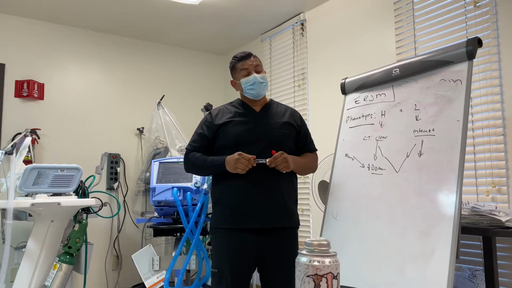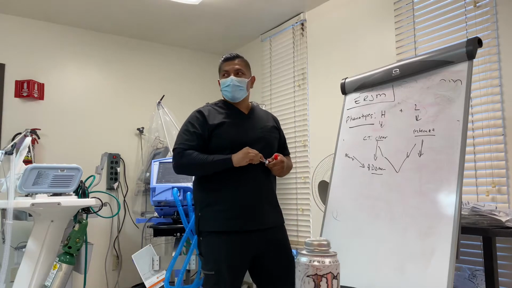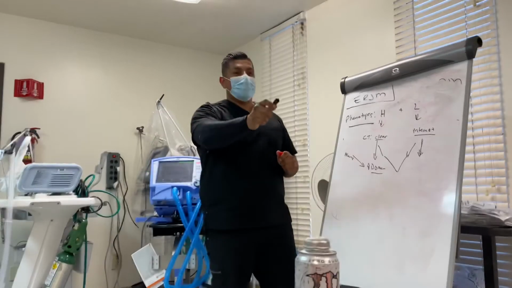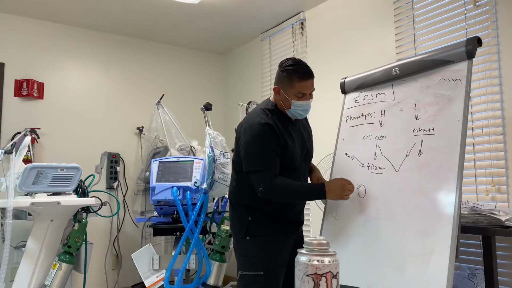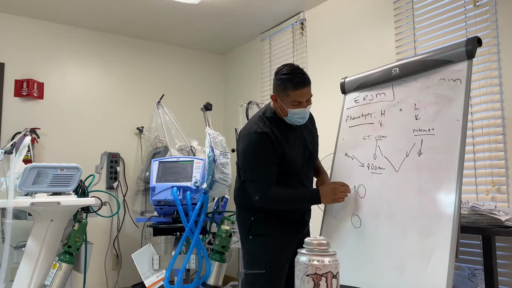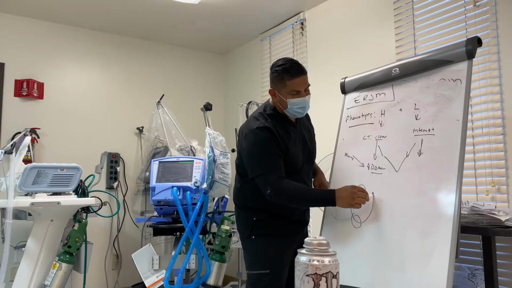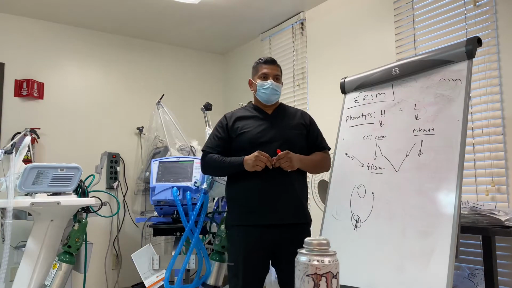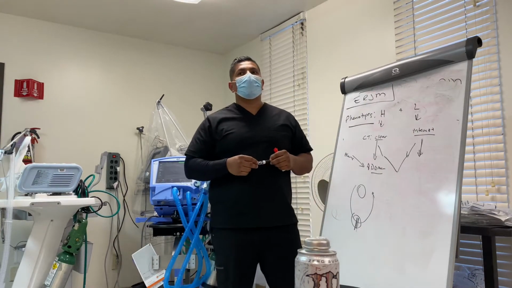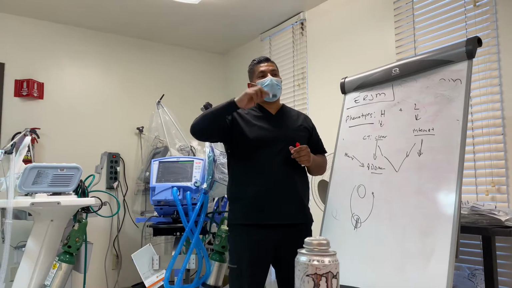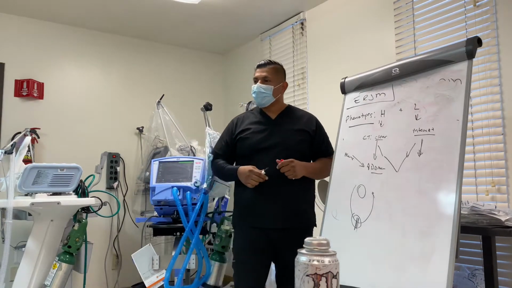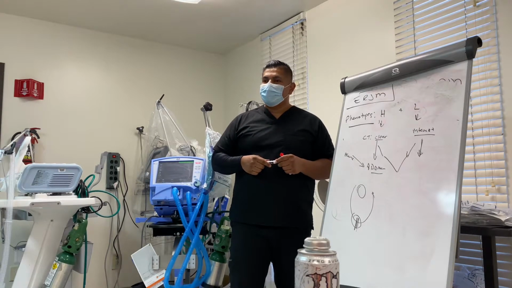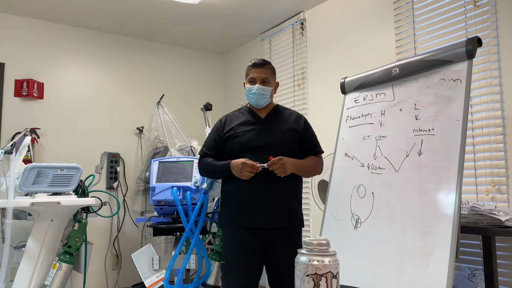So ECMO is like a Hail Mary for oxygen. These are your patient's lungs. The machine out here is taking your blood around your lungs and circulating it back. We are oxygenating the blood externally. That's what it stands for: extracorporeal membrane oxygenation. That's like doing bypass on the lungs, almost like what you do in cardiac surgery when they put the heart on bypass, like a CABG.